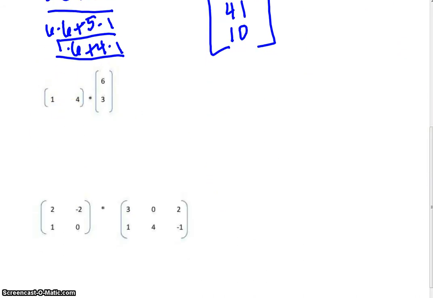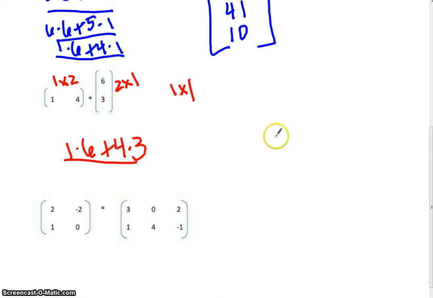You have a 1 by 2, and you have a 2 by 1. It works. It's going to be a 1 by 1, which means you're going to have one number. 1 times 6 plus 4 times 3. 6 plus 12 is 18. Make sure and put brackets around it. It is a matrix still.